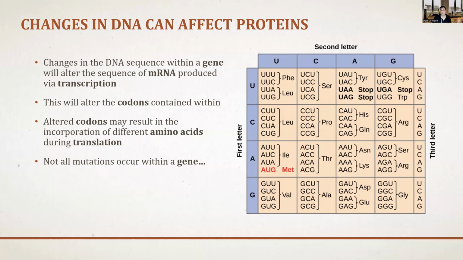You might end up with incorporation of no amino acid, a stop codon. You might end up with a frame shift and a series of wrong amino acids. I talk about that in my mutations video, so I'm not going to go down this rabbit hole. But what happens if a mutation doesn't occur within a gene? Does that necessarily have an effect? And how do cells handle that?